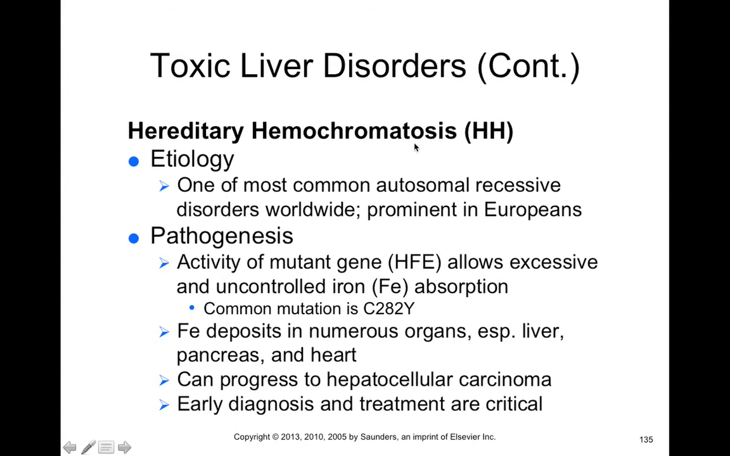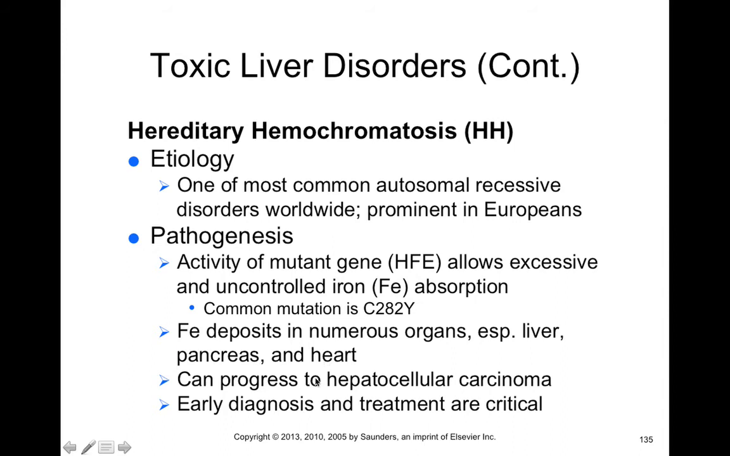So with hereditary hemochromatosis, it's one of the most common autosomal recessive disorders worldwide. It seems to be very prominent in Europeans, and there are some hypotheses about why this exists. Why do Europeans have hereditary hemochromatosis? Where it's basically a condition where people end up storing an excessive amount of iron throughout their body, especially in places like the liver, the pancreas, and the heart.